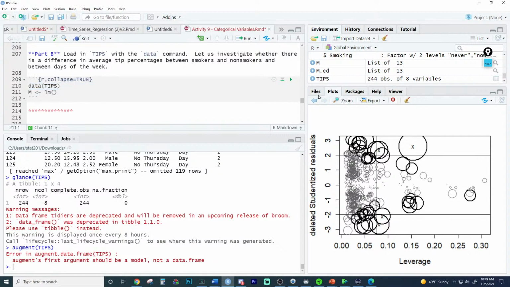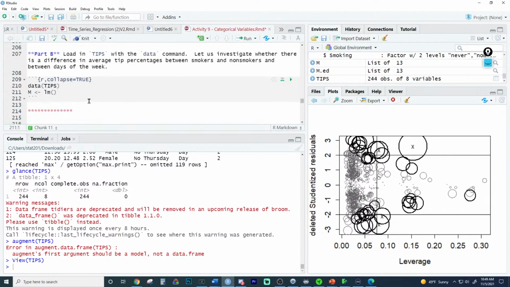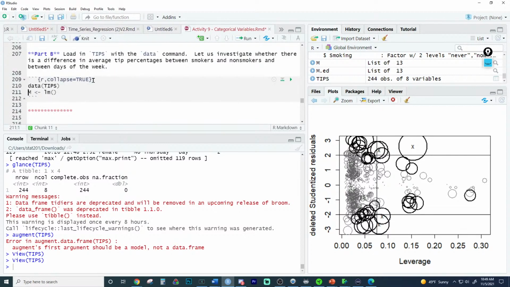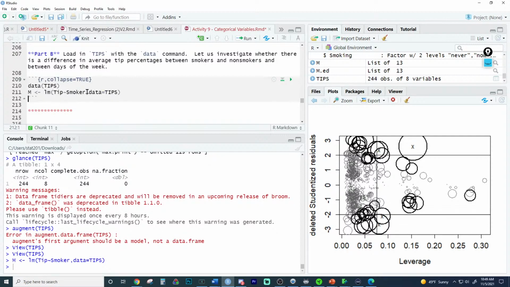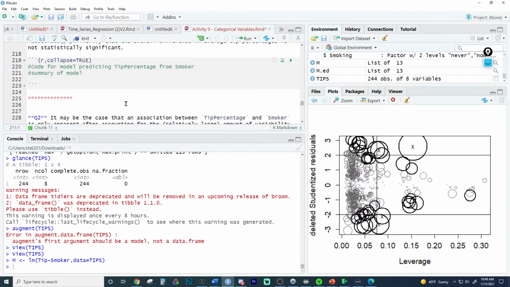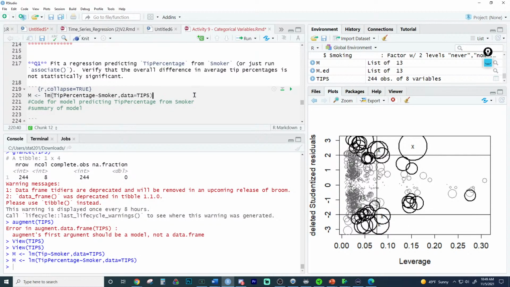Extra codes from extra packages. Are we doing tip or tip percentage? We're just doing tip, right? There's an average tip. So it's tip between smokers and non-smokers. So we want to go here to tip from smoker, from data equals the tips data set. There we go. Fit a regression. There's the answer. And there we go.